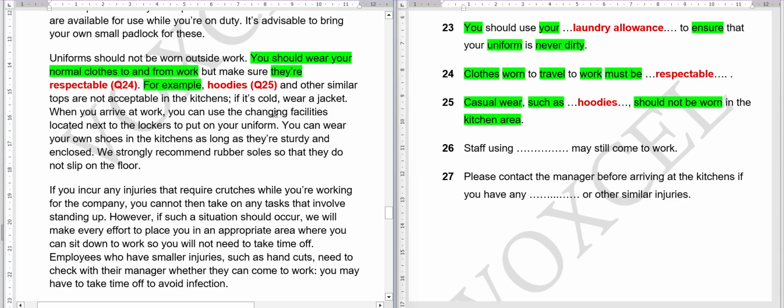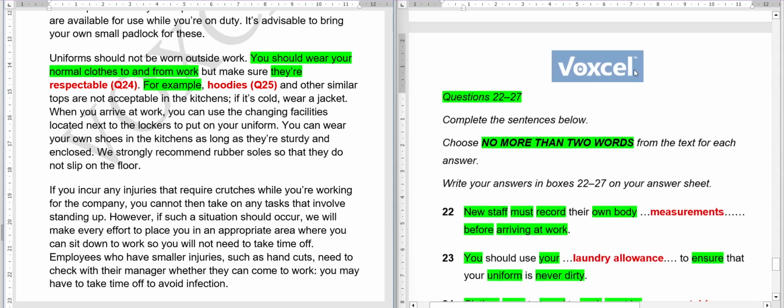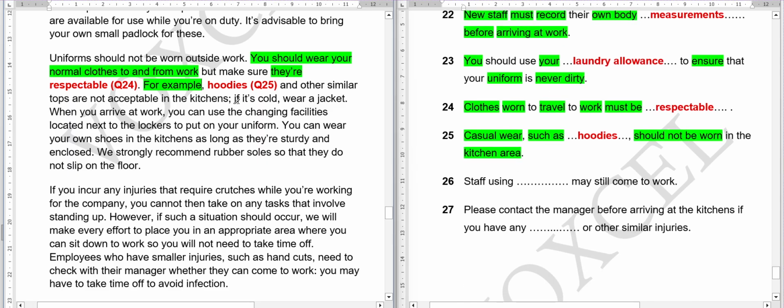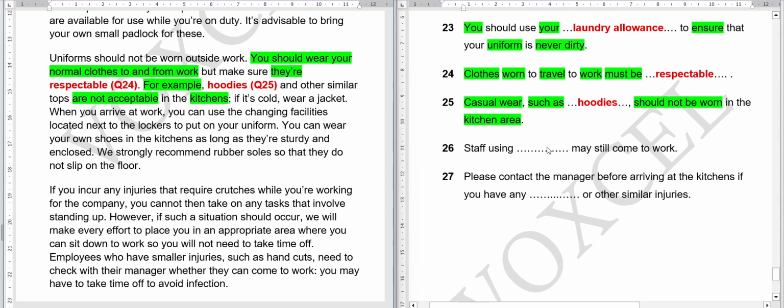So we cannot write other similar tops because firstly it will be 3 words, and we have to write no more than 2 words. So obviously we cannot write 3 words. So hoodies is our specific example of casual wear that is not acceptable, should not be worn in the kitchens. But you can wear a jacket, but the question is not about what you can wear, the question is about what you cannot wear. Hope it is clear. Moving on to the next question, number 26.